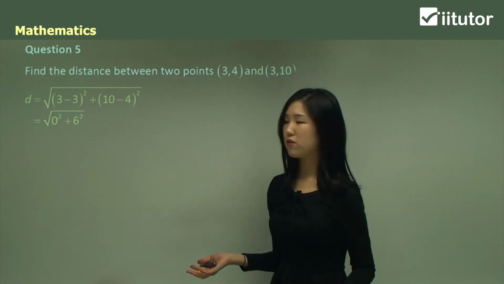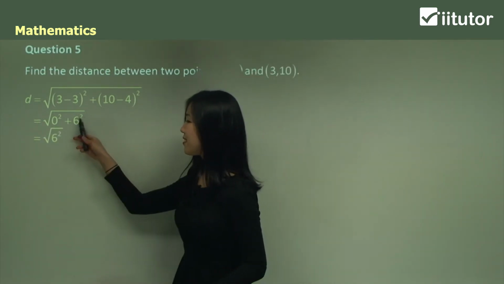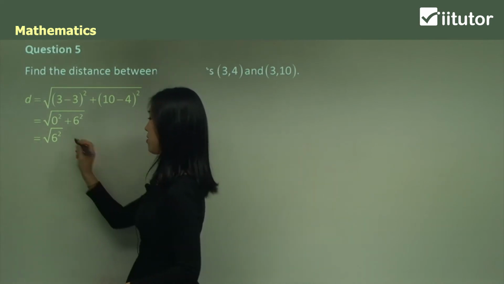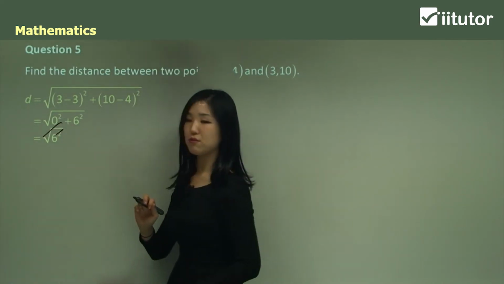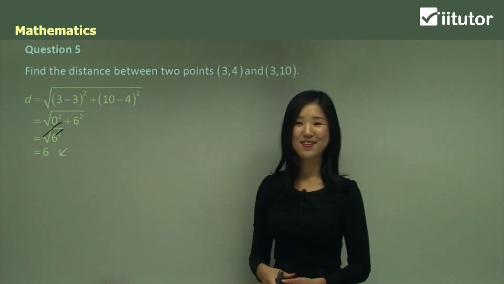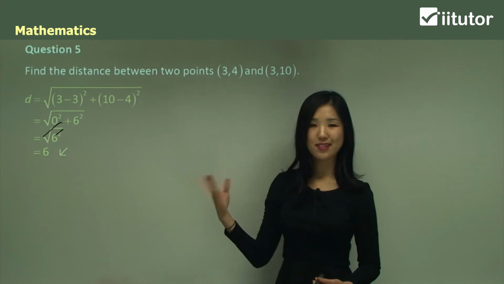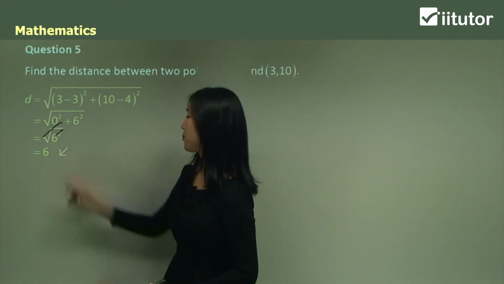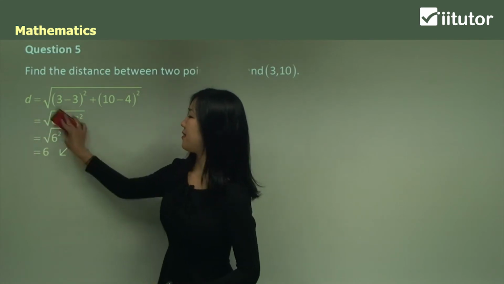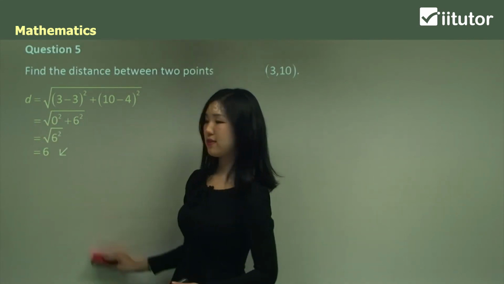0 squared is just 0, so we don't really need to consider that. 6 squared, that's what we have left. We know that the square root and the square cancel. We just have 6 as the answer. So it's nice and simple when one becomes eliminated, like this one here. So that is the answer, guys. Have a look. 6 units. That was nice and quick, wasn't it?